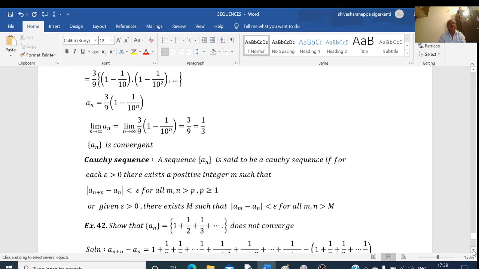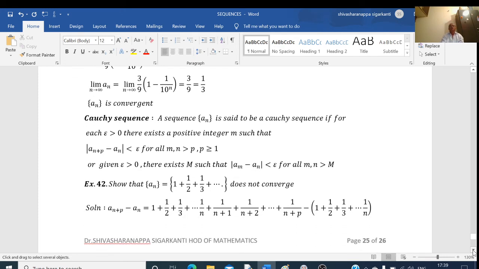Now we define Cauchy sequence. A sequence a_n is said to be a Cauchy sequence if for each epsilon greater than 0, there exists a positive integer m such that |a_{n+p} - a_n| is less than epsilon. This is true for all n greater than m, where p is greater than or equal to 1. Or we can write: given epsilon greater than 0, there exists a capital M such that |a_m - a_n| is less than epsilon, where m and n are greater than or equal to M.